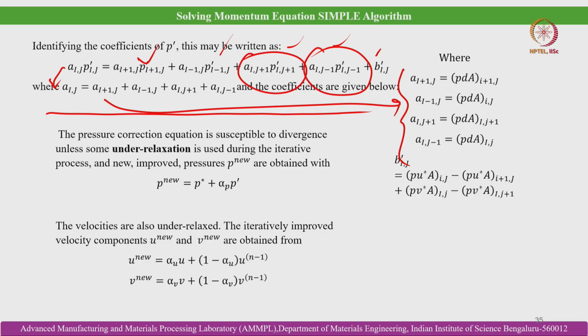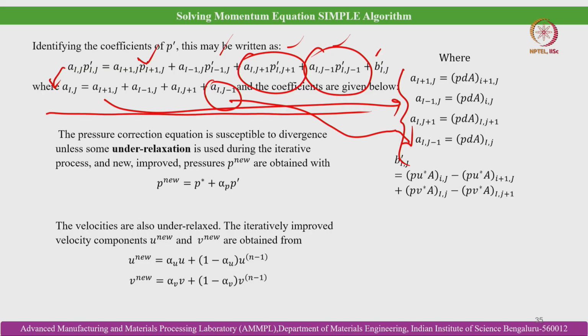Here it should be a small I. No, this is fine because here we have got a I j minus 1. Yeah, so then it is fine. So a I j minus 1 is equal to rho d a capital I small j.